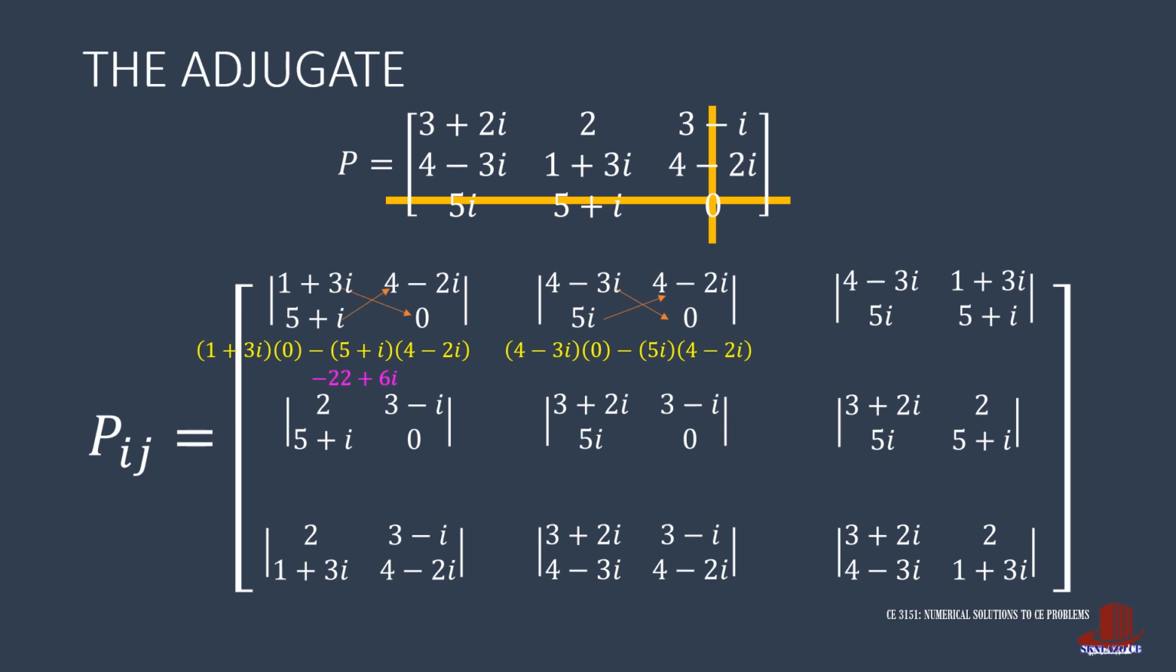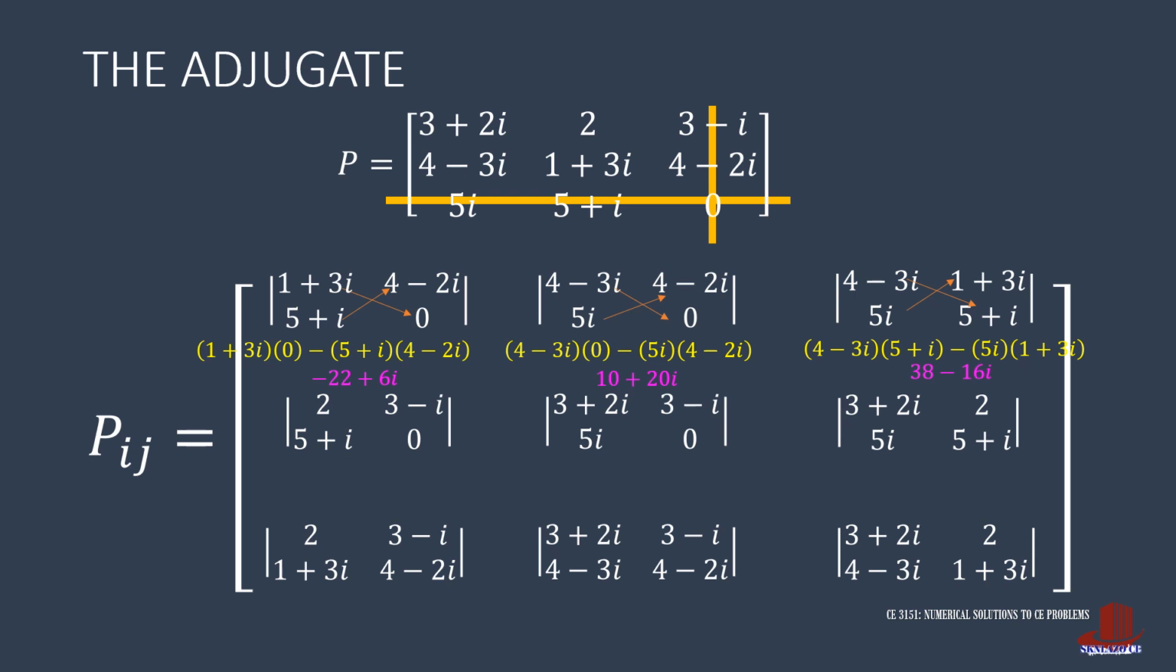The determinant of the next element in the first row is taken from 4 minus 3i times 0 less 5i times 4 minus 2i. The first term is zeroed out, and you can use the FOIL method or just plug in complex numbers in your calculator to have 10 plus 20i. Complete the third element's determinant of the first row by taking 4 minus 3i times 5 plus i minus the quantity of 5i times 1 plus 3i, the result of which is taken as 38 minus 16i.